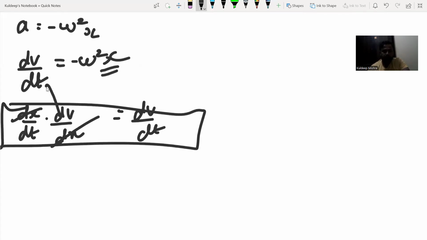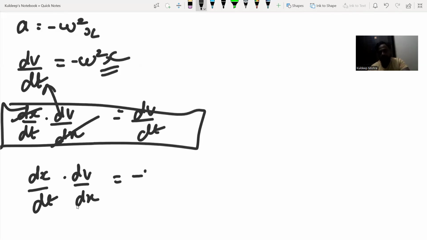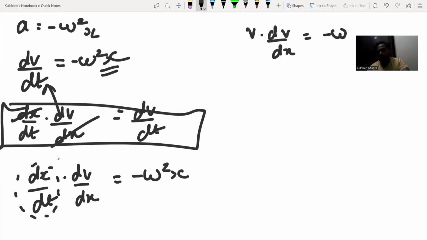Okay, so I will put it here. So this becomes dx by dt into dv by dx is equal to minus omega square x. Now this is basically velocity. So v times dv by dx is equal to minus omega square x. So v times dv is equal to minus omega square x dx. Let us integrate both the sides.